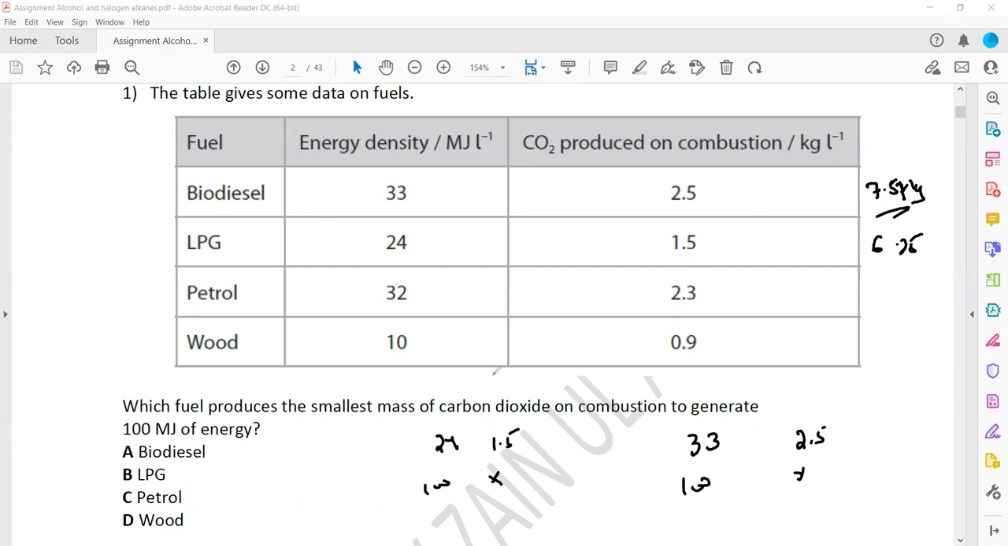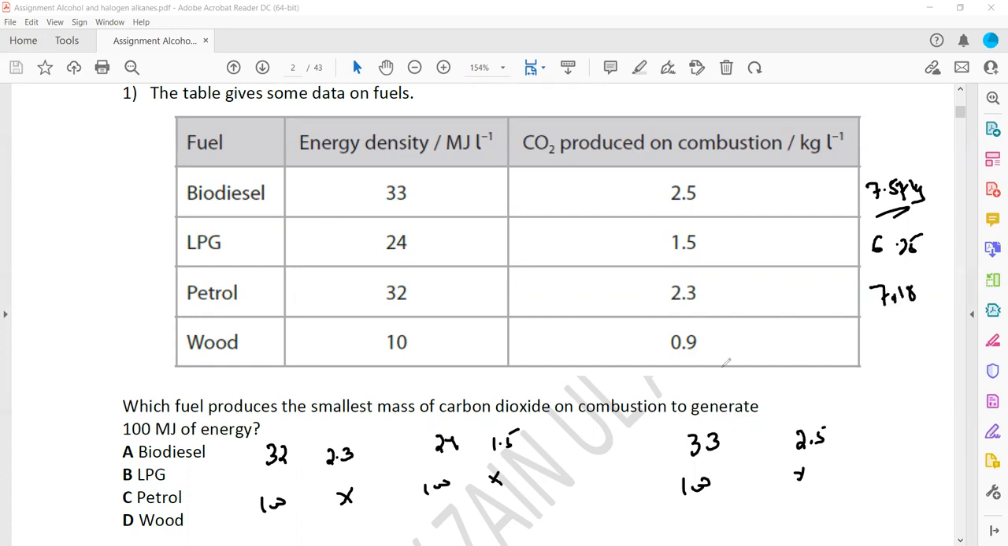Then same thing, petrol: 32 megajoules of energy is produced every liter, and it gives out 2.3 kilogram of carbon dioxide per liter. So if we want to produce 100 megajoules, then it should be X. So cross multiply again, 100 into 2.3 divided by 32. So this will produce 7.18 kilograms of carbon dioxide.